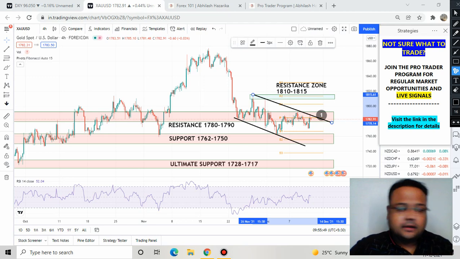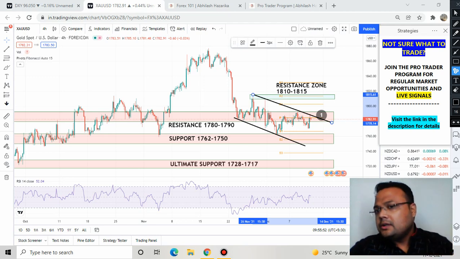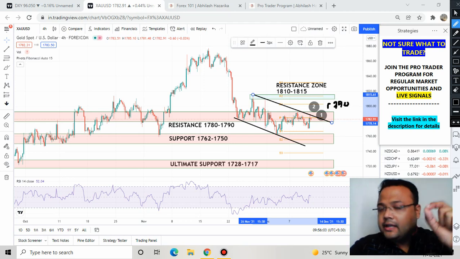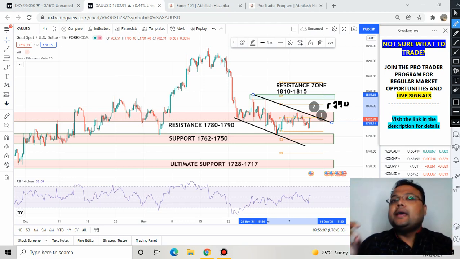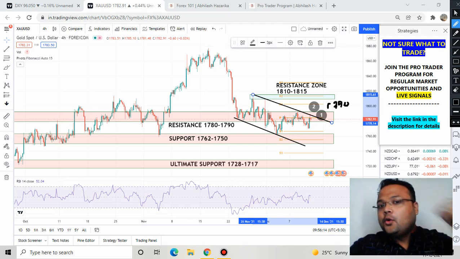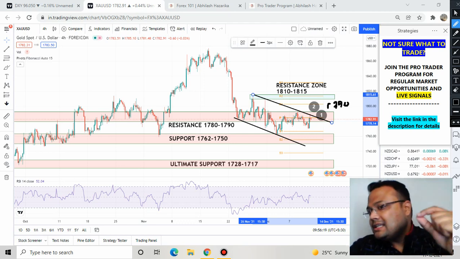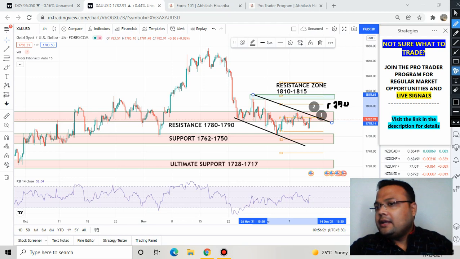On the other hand, if it breaks the trend line, there is also a good possibility of the market reversing from the 1790 level, and 1790 is your second trading opportunity. In case there is heavy buying, bullishness in the market, and if you find gold crossing the level of 1790, then you can take a buy position.